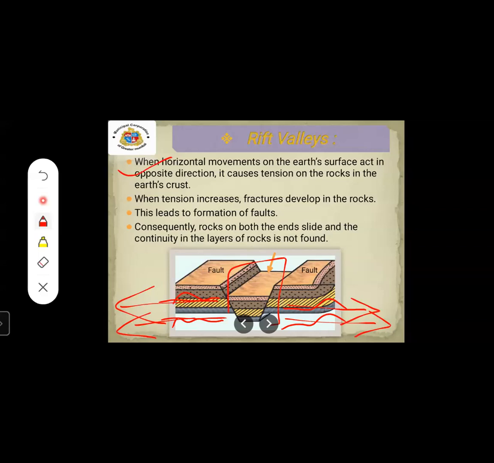This leads to the formation of faults. Consequently, rock on both sides slides, and the continuity in the layers of the rock is not found. Then you can see the middle part, the mountain, slides down. In the previous one we said sometimes it lifts up, but here in the rift valley, the middle part of the rock is not uplifted, it slides down. That is known as rift valley.